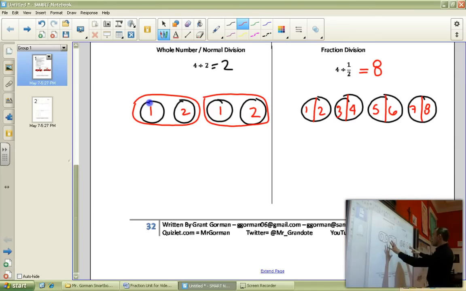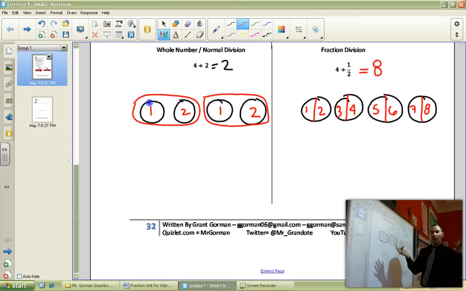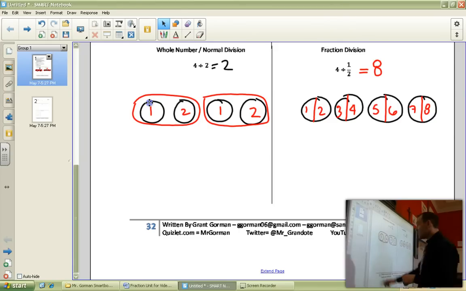Now that you've seen that, you can kind of see if you're dividing by a number smaller than 1, your answer is going to get bigger than it started. If you're dividing by a number smaller than 1, you're going to get a larger number. Very good. Now let's move on.